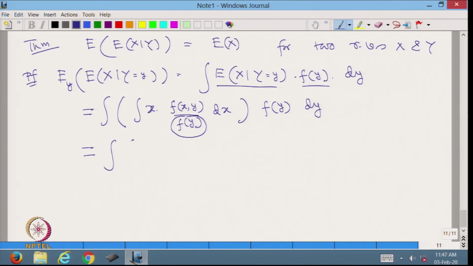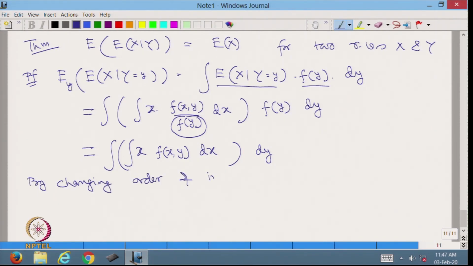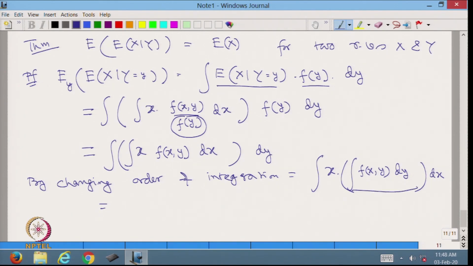is equal to, since this is independent of x, we can take out of the integration. So, we can write it as integration of x fxy dx into dy, by changing order of integration, is equal to integration of x, integration of fxy dy, dx is equal to, now this integration gives us marginal density of x, therefore, this is going to be x into fx dx is equal to expected value of x.